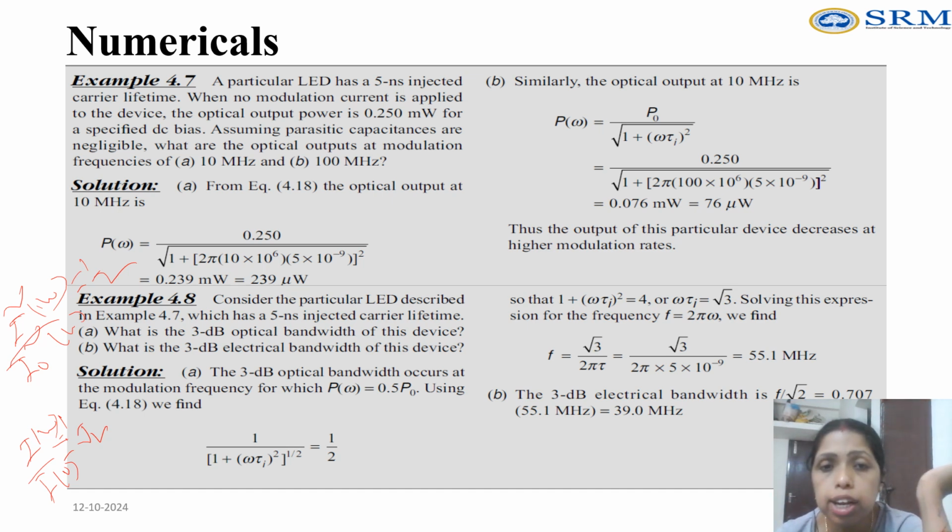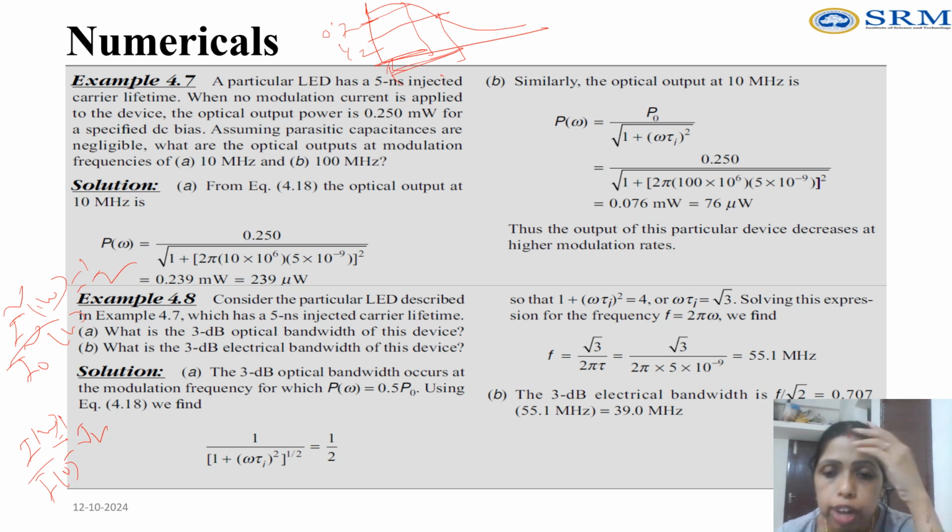In case of the electrical bandwidth, suppose the current is reduced to half. So this is suppose the optical bandwidth. So here the half, here is 1 by root 2. 1 by root 2 is 0.7. So this will be the electrical bandwidth and this will be the optical bandwidth. You calculate both bandwidths from the ratio of the current versus frequency graph.